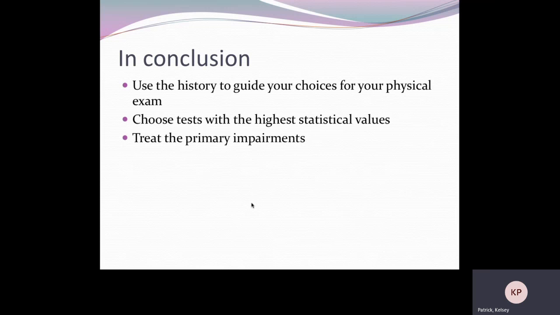In conclusion, always use the history portion of your evaluation to help guide your choices in tests and measures. Choose tests with the highest statistical values to rule out your differential diagnoses, and then rule in your top differential diagnosis. And always treat the primary impairments found on exam.